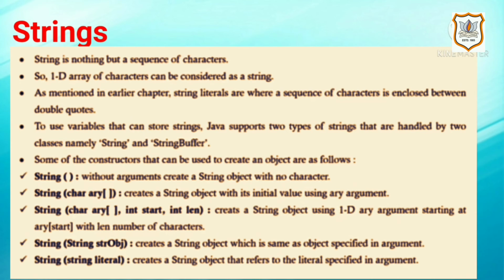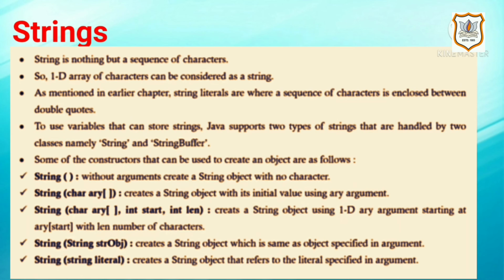Topic is strings. String is nothing but a sequence of characters. So 1D array of characters can be considered as a string. As mentioned in early chapter, string literals are a sequence of characters enclosed between double quotes. To use variables that can store string, Java supports two types of string that are handled by two classes, namely String and StringBuffer.